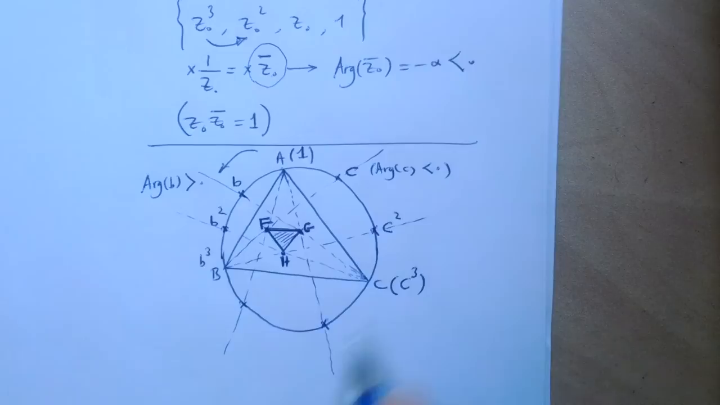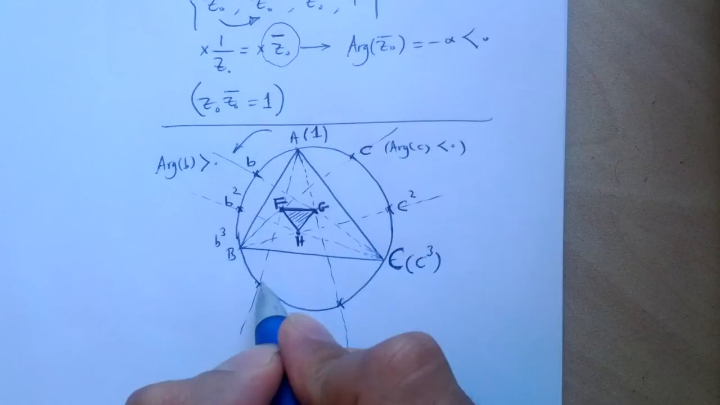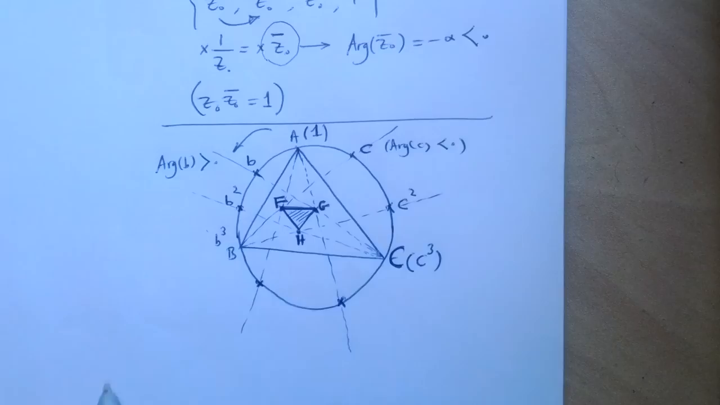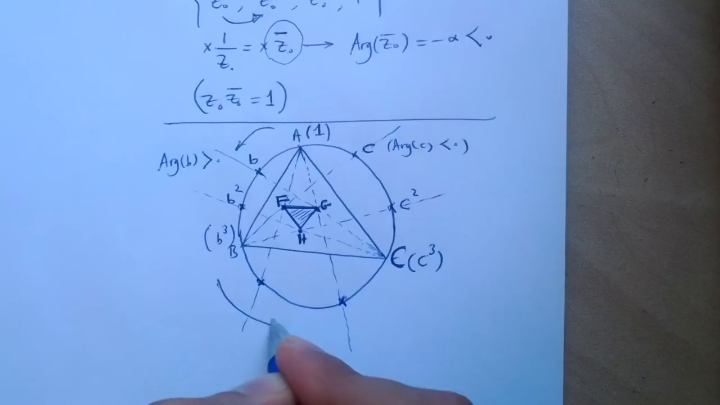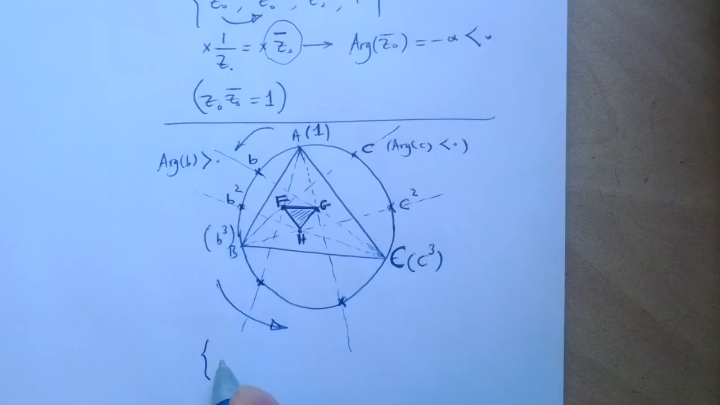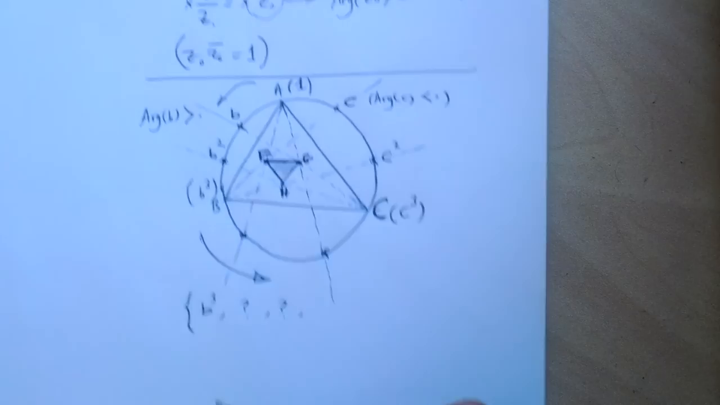So, what will happen about these two points? The point B, I will consider this direction, the counterclockwise direction. So, the sequence of points will be B, 3, two unknown points, and C, 3.